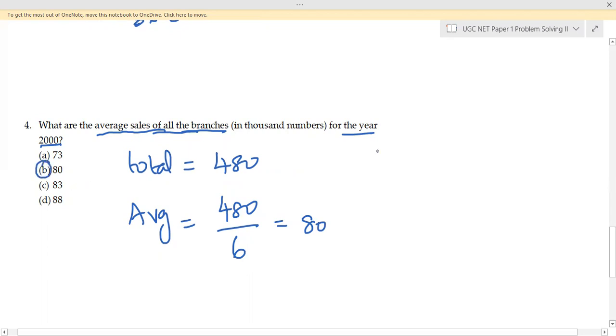Option B, 80 is going to be the answer for our fourth question, a very simple question. And here they are asking what is the average. So this question is nothing to play with ratio or percentage. So we need to actually compute the average. So that's the reason I'm taking the total. I'm getting the total to be 480, and 480 I'm dividing by 6 in order to get the average, and that is giving me the answer 80. So answer 80, which you can see in option B, is the answer for our fourth question.